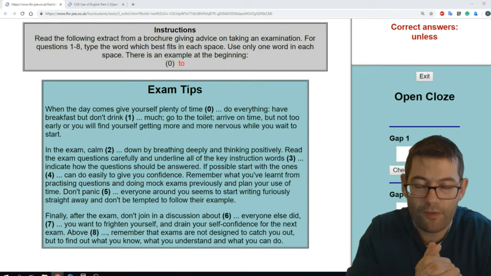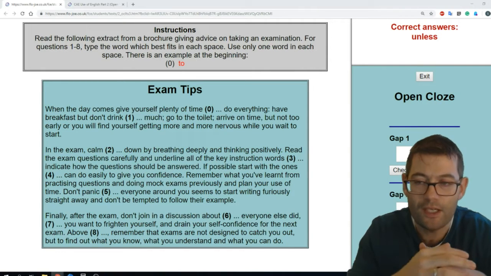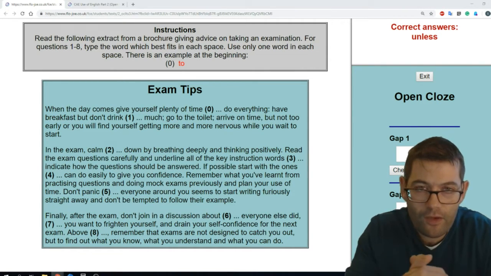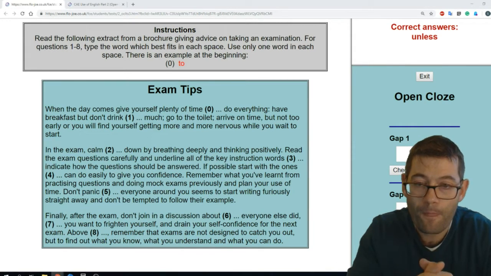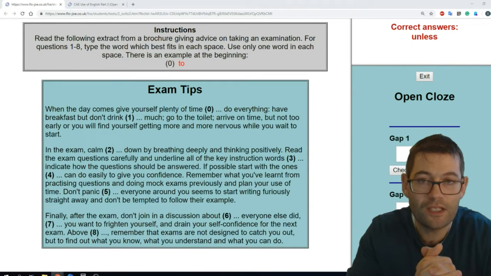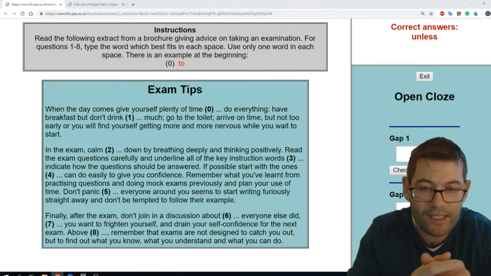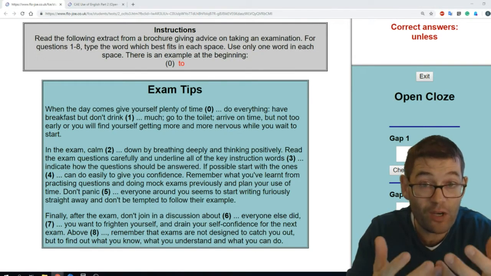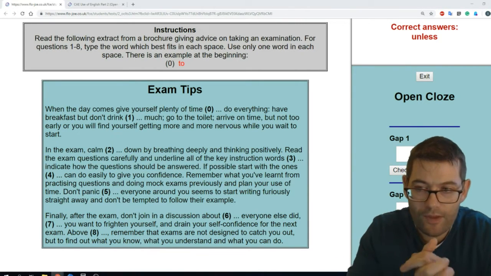And as I said, the relationship is between the author who is writing to you in terms of giving you advice about what to do. So if we go through the exercise, when the day comes, give yourself plenty of time to do everything. After plenty of time, we have to use the full infinitive. So we can't just say plenty of time, do everything. Do in this case would just be what we know as the bare infinitive or the naked infinitive, but we need the full infinitive after plenty of time. So plenty of time to do everything.